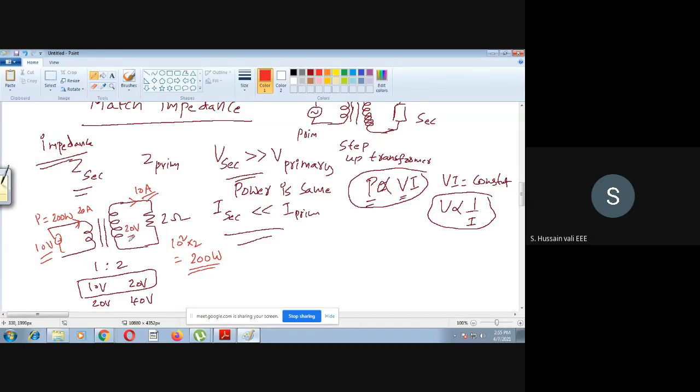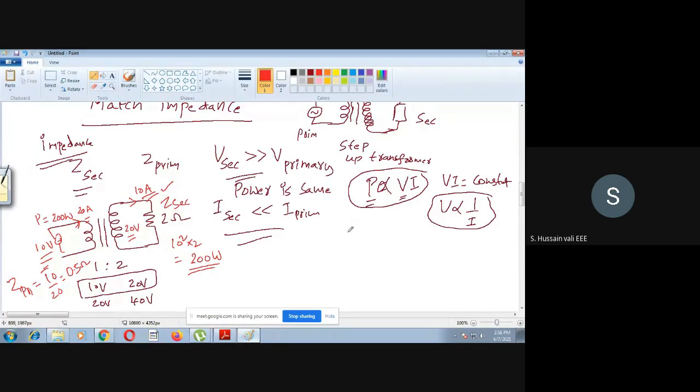Now you see yourself. Secondary side, more voltage, less current. Primary side, less voltage, more current. Now we will have another calculation. What about the impedance here? The impedance here is 2 ohm in case of secondary. Then what is the impedance in case of primary? How do you calculate that? Because primary voltage is 10 volts, primary current is 20 ampere. Then what is the primary impedance here? Primary impedance is voltage by current. So 10 by 20. So how much it becomes? 10 by 20 is 0.5 ohm.